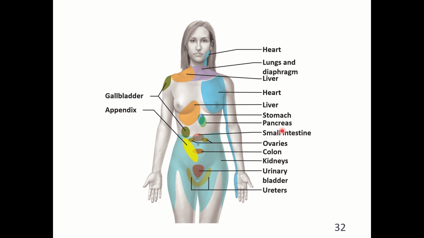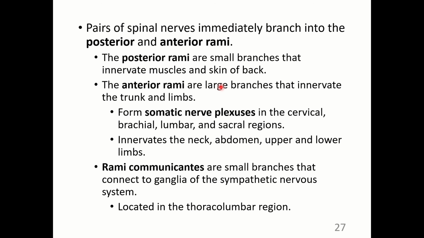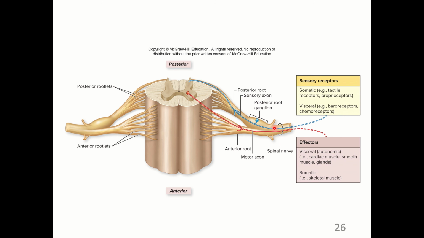This illustration shows the referred pain. So here's the appendix, which would be that dermatome number 10, T10 for thoracic. And then here we can see the referred pain for the heart. So basically, the sensory receptors from the viscera are traveling along similar pathways.